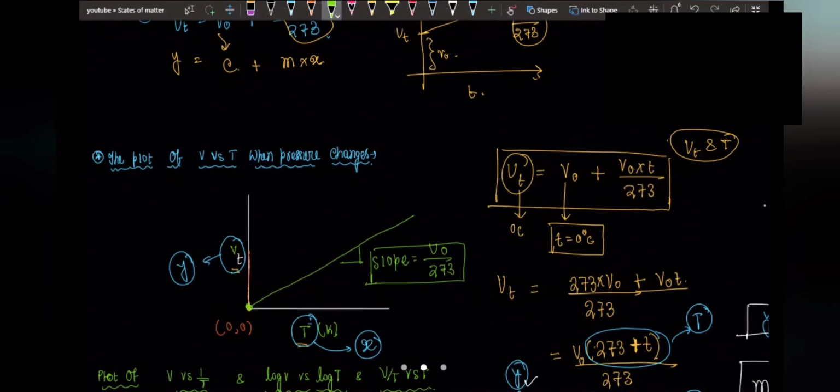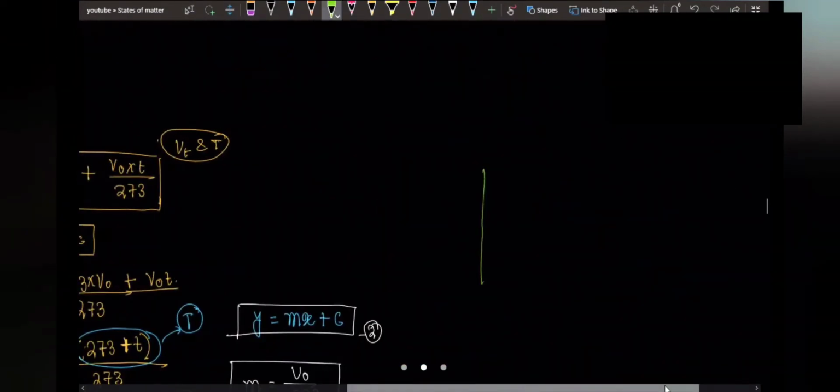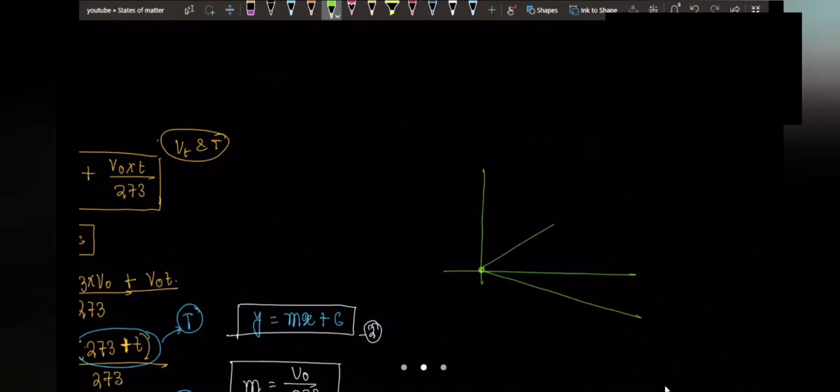Now, one more thing, guys. I could have drawn it in the opposite direction as well. Let me just show you. So I could have drawn the diagram like this as well. So from the 0, 0 axis, I could have drawn it like this. But I drew this instead. Now, why am I doing this? Because if you just look into the slope value, that is V0 by 273. Now, guys, V0 is the volume at 0 degree centigrade. Can V0 ever be negative? No. So V0 is always a positive quantity. If V0 is a positive quantity, then the entire slope value is a positive quantity.